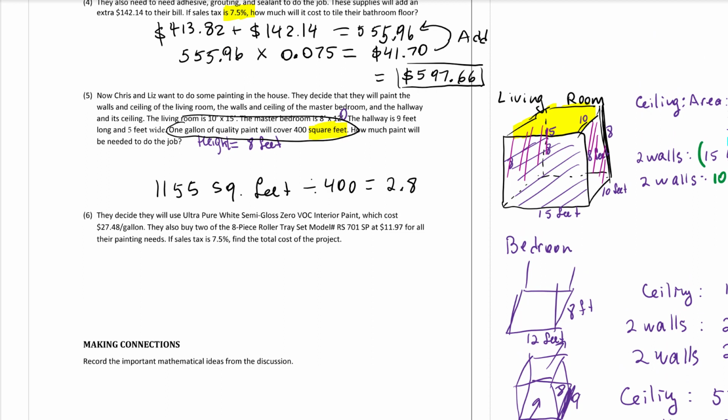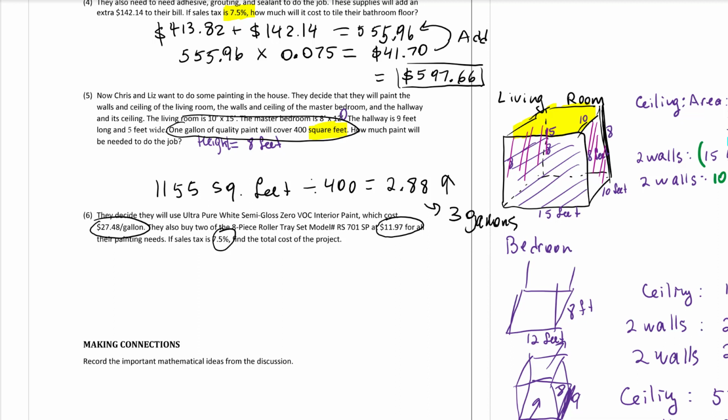You can buy partial gallons. They sell a quart or other different sizes, but we're going to buy just full gallons. In this case we always round up, so we need 3 gallons of paint. So here's the cost: $27.48. They also buy some supplies, and then they add the sales tax, and we get the total. I'll give you a moment to do that calculation, and then we'll be done with the lesson.